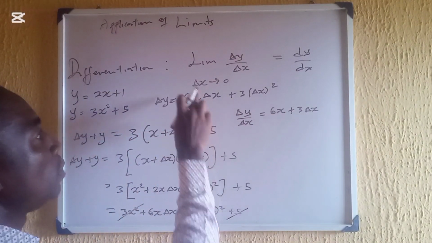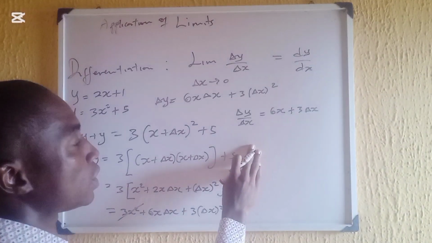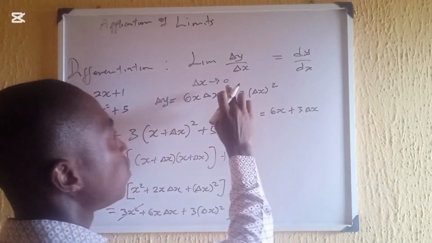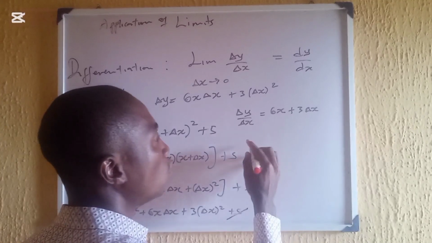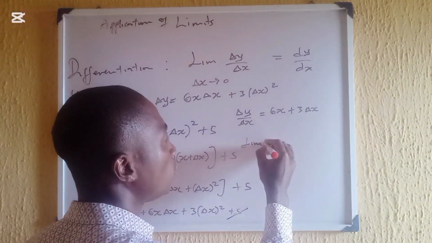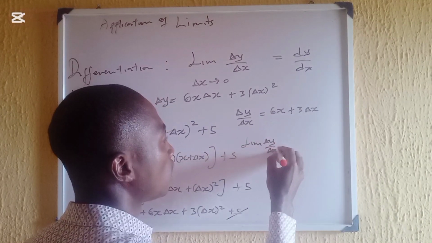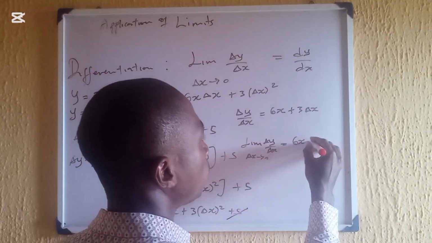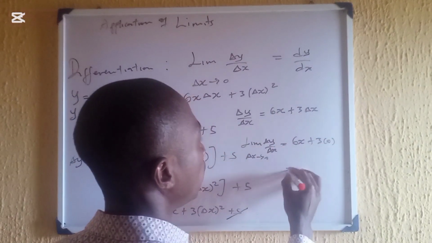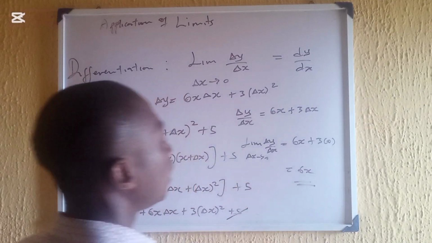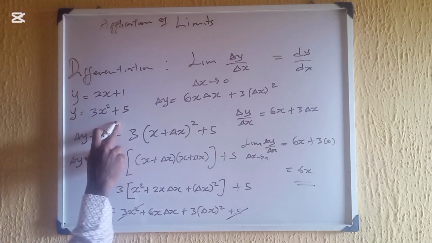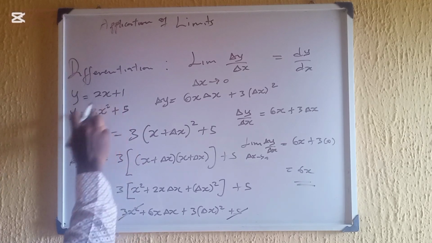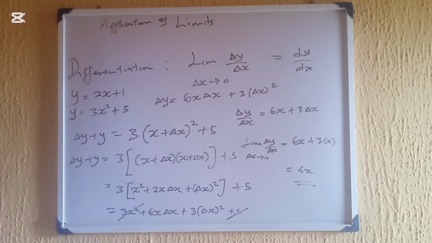Now let's take the limit. As change in x tends to 0, what happens? We'll substitute for change in x in this equation. That means where we have change in x, we'll put 0. So we'll be having that the limit of change in y over change in x as change in x tends to 0 is equal to 6x plus 3 into 0. That gives us 6x. And that is the derivative of this function. Remember, if you differentiate 5, you have 0. And if you differentiate 3x squared, 2 times 3 is 6. And that gives us 6x.